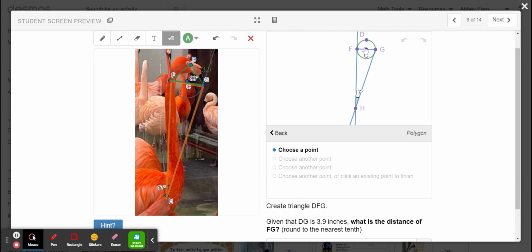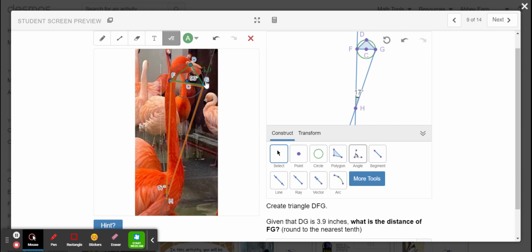So use the polygon tool. I'm going to click my point D, then point F, then point G, and then back up to point D. All right, so now we have a triangle drawn. We want to figure out what angle FDG is, so that we can properly characterize or describe our triangle so we know what rules we can use and what rules we can't use, okay?